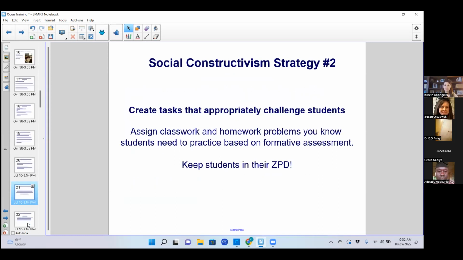We want to make sure the tasks that we are giving the students are appropriate. We want to keep them in that zone of proximal development where it's not too hard, it's not too easy, but it's challenging them enough that they need to work with their peers. If the assignment is super easy, then they don't need their peers to help them. If it's so hard that everybody is struggling in the group, they're all going to shut down because nobody can help each other. So it's finding that just right spot for them.